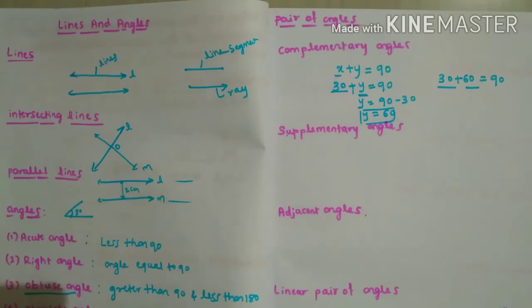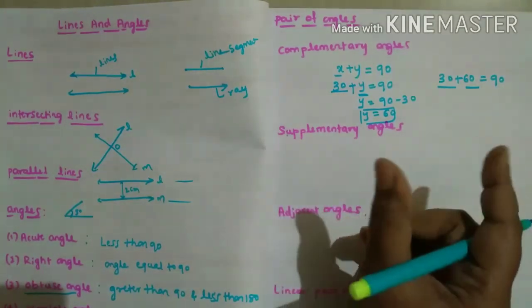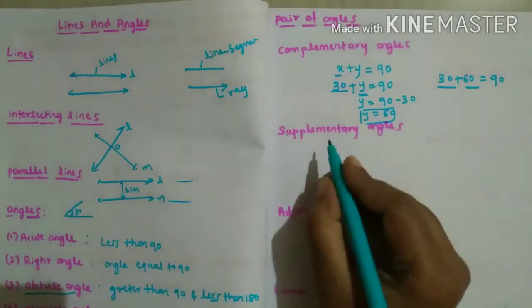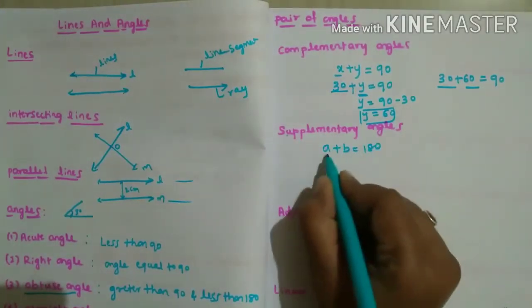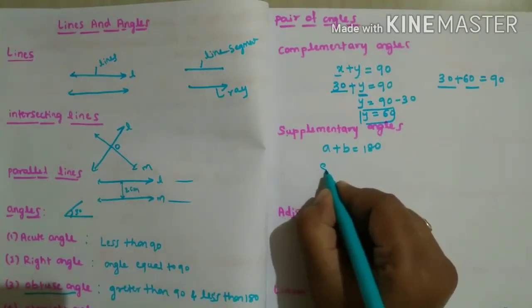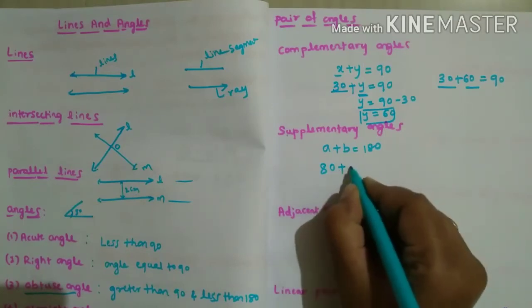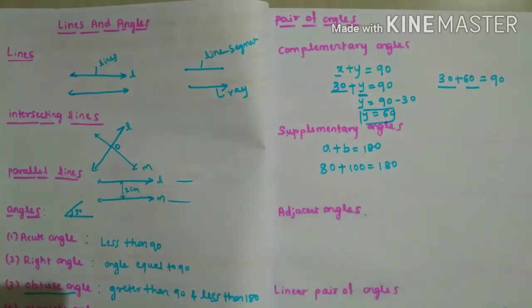Similarly, supplementary angles we'll see. Supplementary angle, here it is. If you add any two angles, you have to get the answer as 180 degree. I'll take angles as A plus B is equal to 180 degree. So here if you add any two angles, you have to get 180. For example, I will take, what is the supplementary angle of 80 degree then? 100. Because 100 plus 80 is 180. So supplementary angle of 80 degrees is 100 degree. Supplementary angle of 100 degrees is 80 degree. Like that you write it.